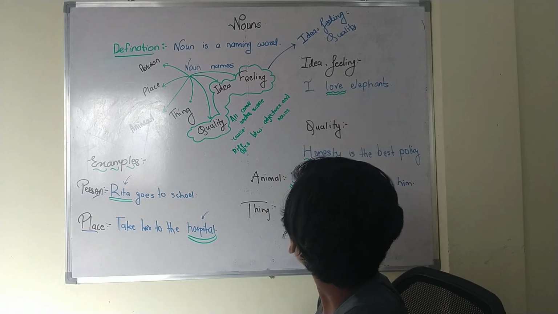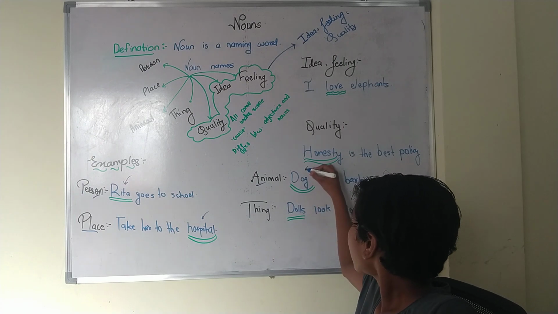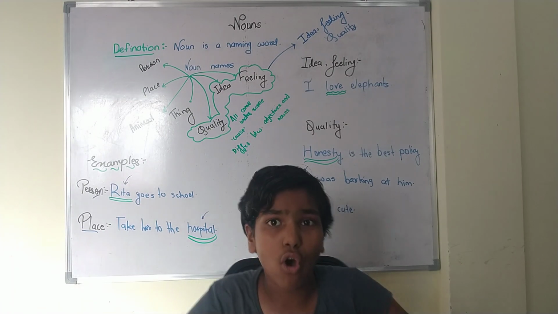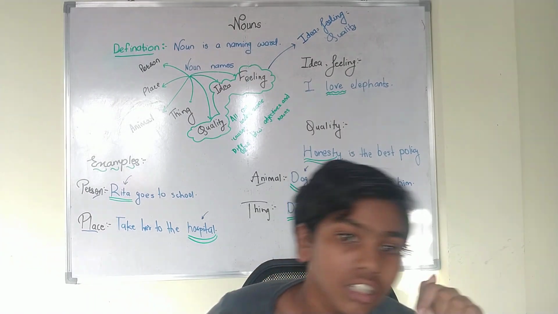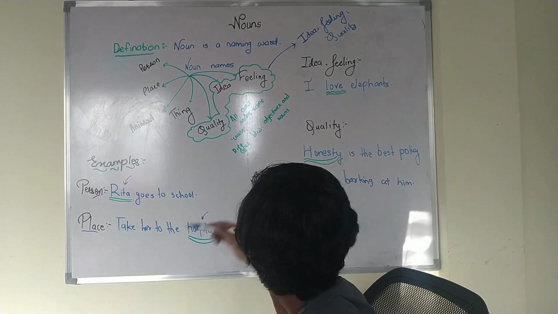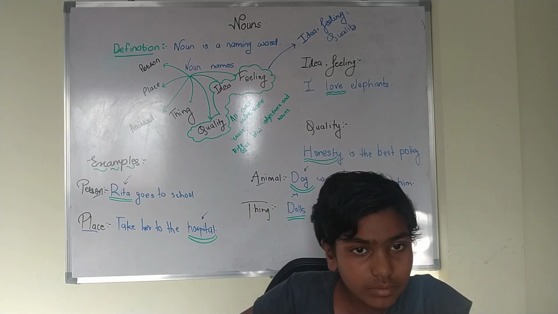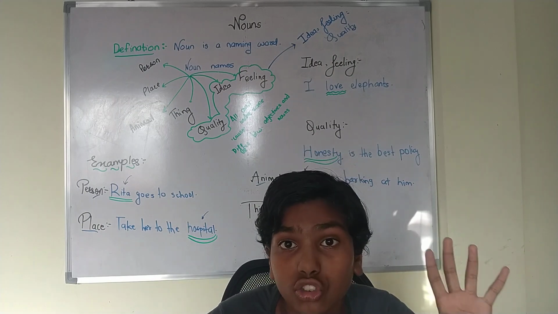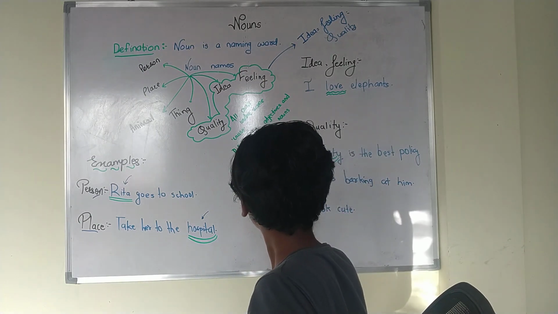Now let's see with the animal. How will it happen with the animal? The dog was barking at him. I'm saying that the dog, any stray dog or street dog, was barking at him. So the dog here is nothing but my noun, because it's naming an animal, dog.